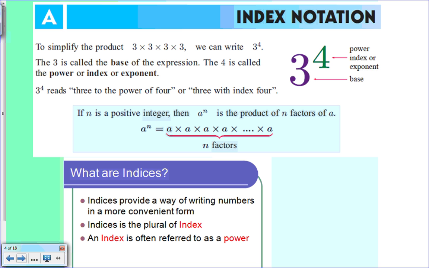Okay, so at this point you should be referring to the handout titled Index Notation. You should see at the top of it an image that looks very much like what we have at the top of this screen. To simplify the product of 3 times 3 times 3 times 3, we can write that as 3 to the power of 4. This is using what we call index notation. We call this entire thing, 3 to the power of 4, a power.